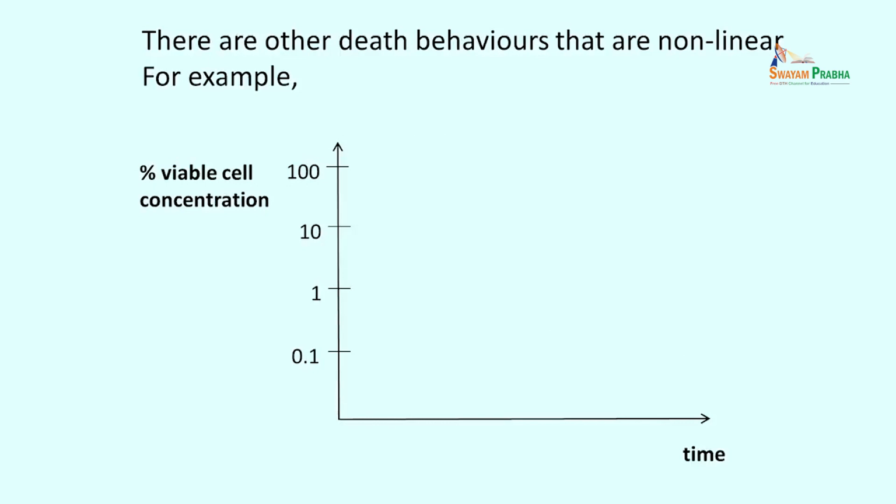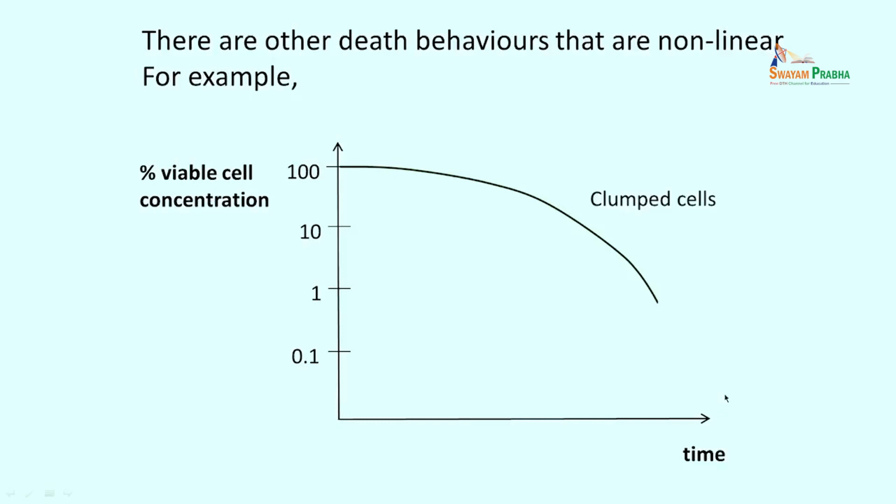There are other death behaviors that are nonlinear. Let us see whether you are able to guess this first. This is a plot of again percent viable cell concentration, 100, 10, 1, 0.1, therefore on a log scale, versus time. Can you guess what would give a curve like this? Earlier it was a linear decrease. In this case, it does not decrease much for quite a while and then it starts decreasing. Can you guess what kind of content or viable cells, in what form, would give rise to this?